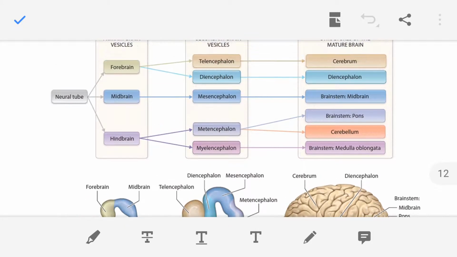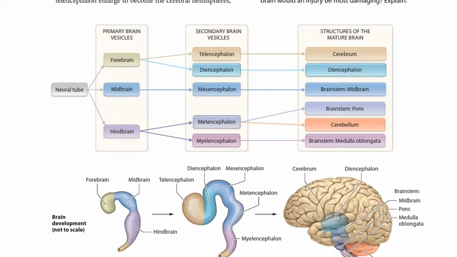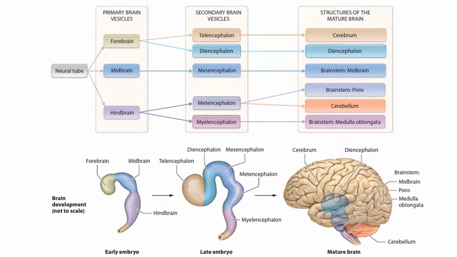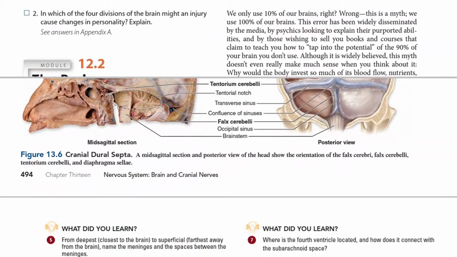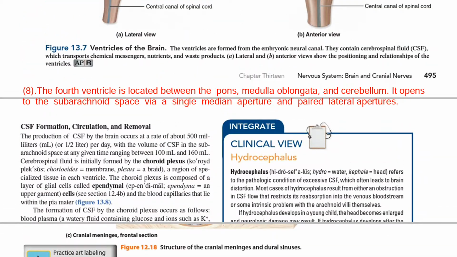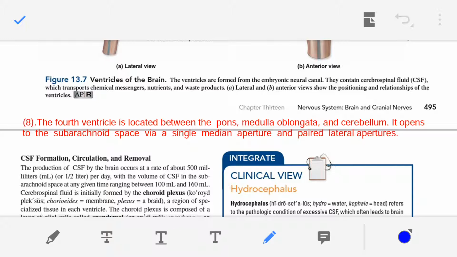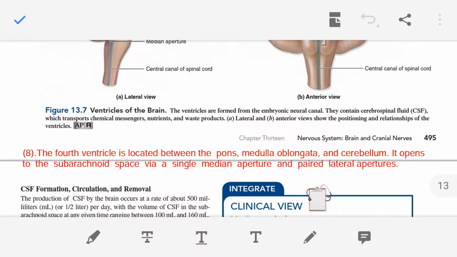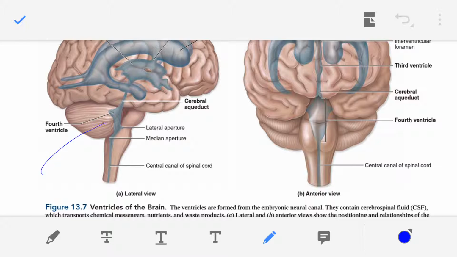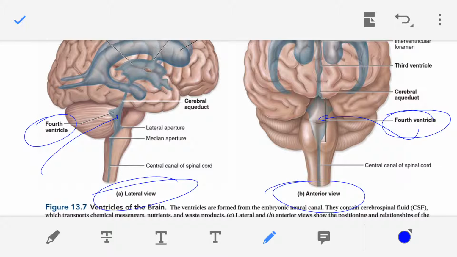Now the eighth point. This figure is also showing the development of the brain. In this point, the fourth ventricle is located between the pons, medulla oblongata, and cerebellum. So in the figure, this one is the fourth ventricle. This one is the lateral view, this one is the anterior view.